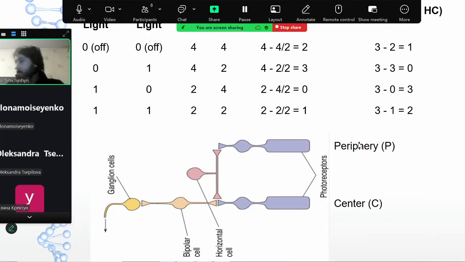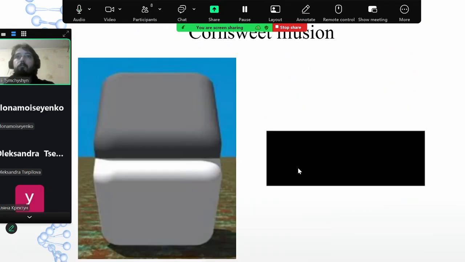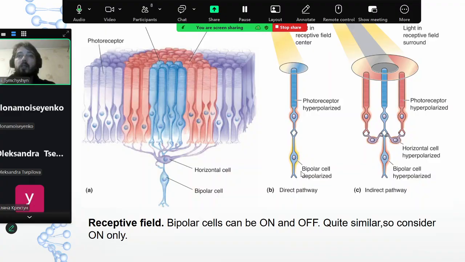Now, why is this interesting? The thing is that it turns out that we are not seeing the level of light, so how lit is one point in our retina, but we are seeing some gradients, so some differences between the central part of the receptive field and the surrounding of the receptive field. So we are basically seeing some gradients.